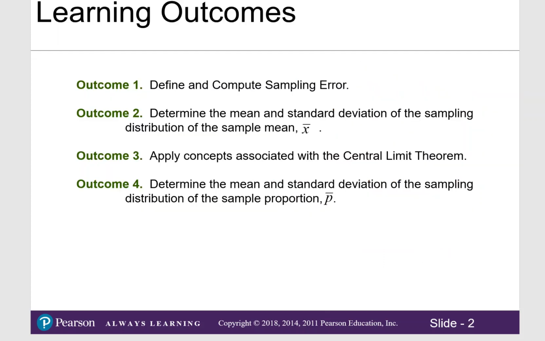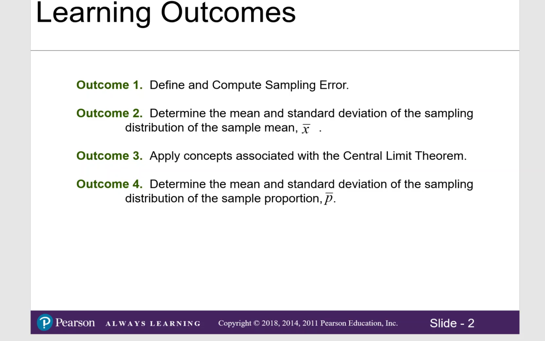All right, let's start off with some learning outcomes. So the first thing we're going to talk about is what sampling error is. We did have this in our notes earlier, but you probably have forgotten it by now, so I'm going to remind you of that, and it's a very important concept in statistics. And then we're going to look at determining the mean and standard deviation of a sampling distribution of a sample mean. You don't know what that is yet, but trust me, it's coming.